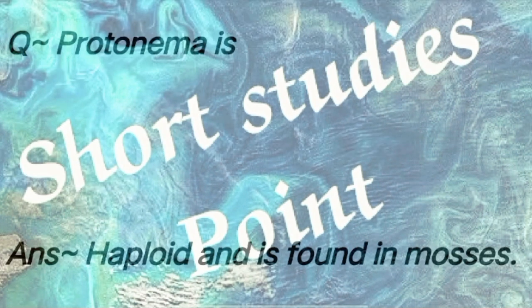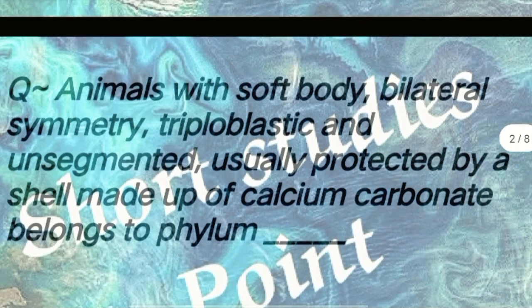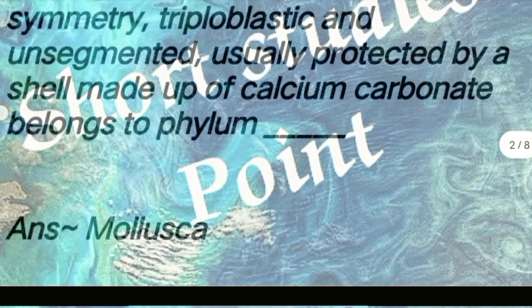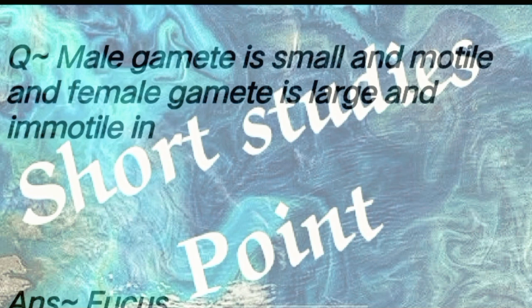Question: Protonema is? Answer: Haploid and is found in mosses. Next question: Animals with soft body, bilateral symmetry, triploblastic and unsegmented, usually protected by a shell made up of calcium carbonate, belong to phylum dash. Answer: Mollusca.